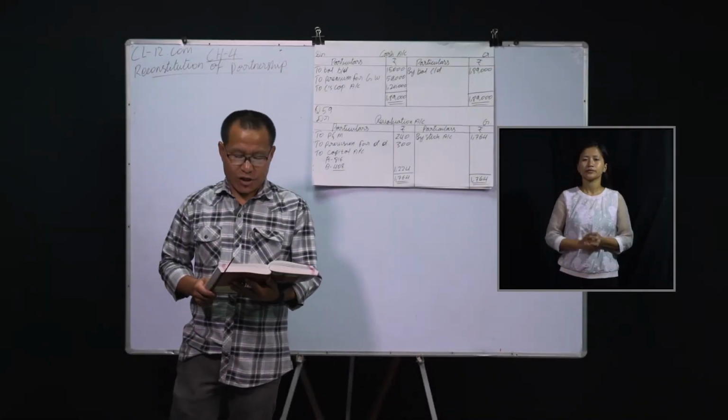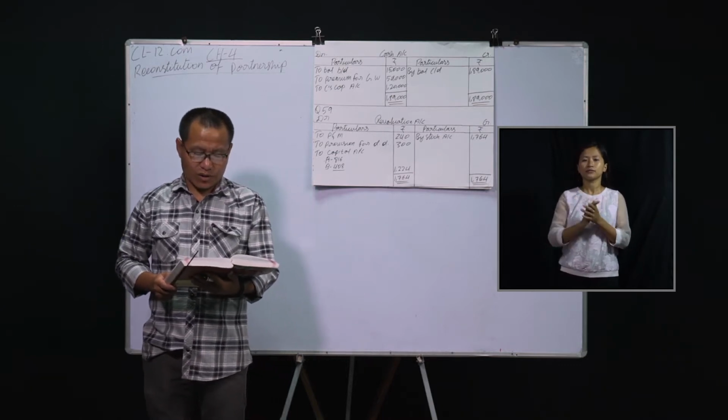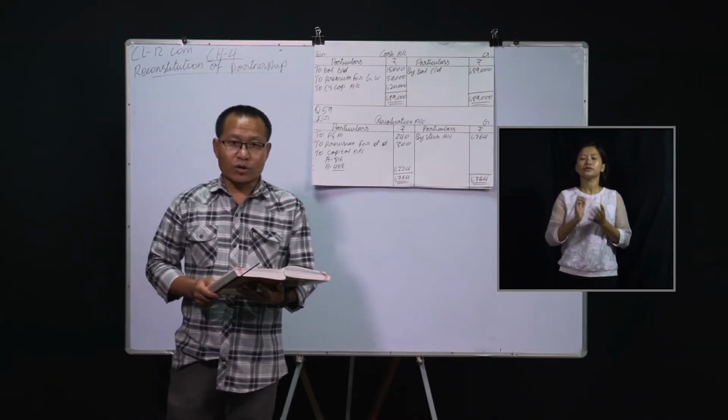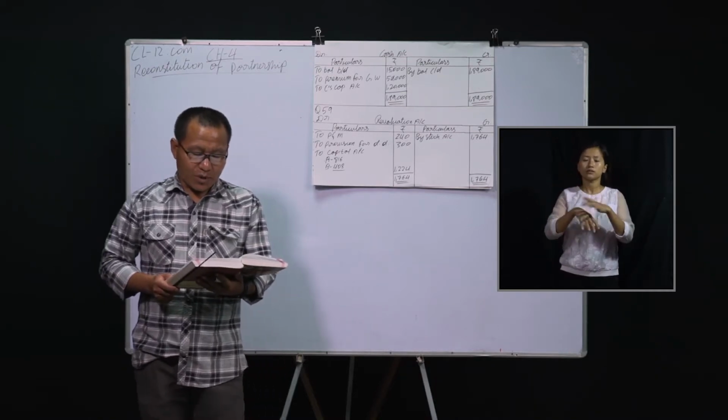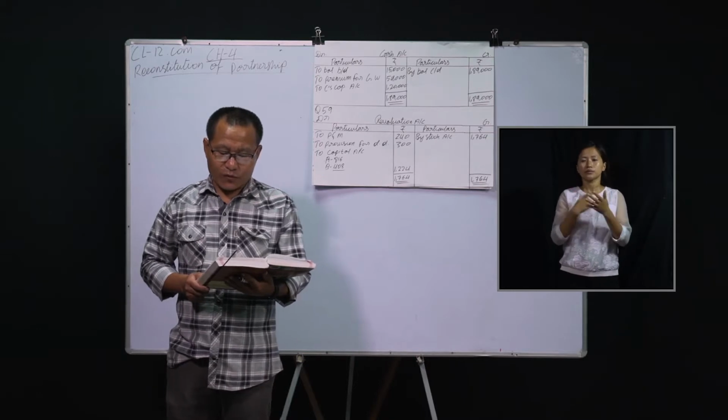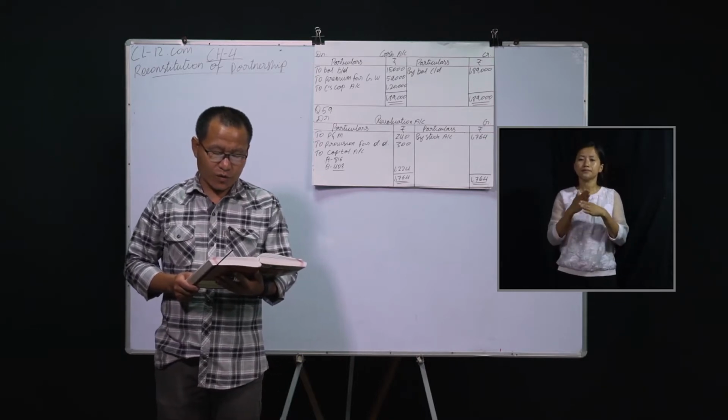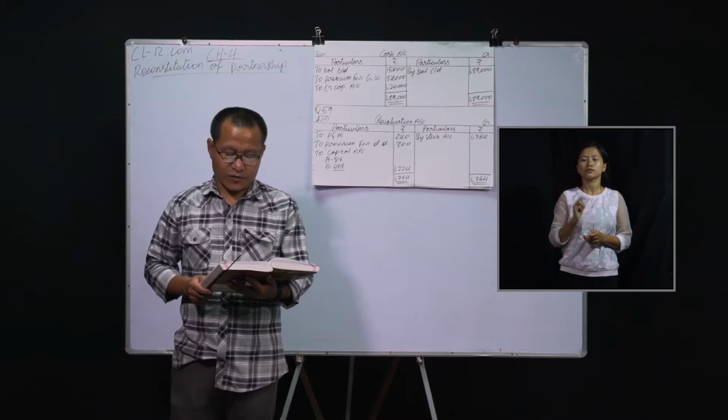Welcome back to third session of chapter 4. We will be doing question number 59. So let me read out the question. A and B are in partnership, sharing profits and losses in the proportion of 2/3 and 1/3 respectively.